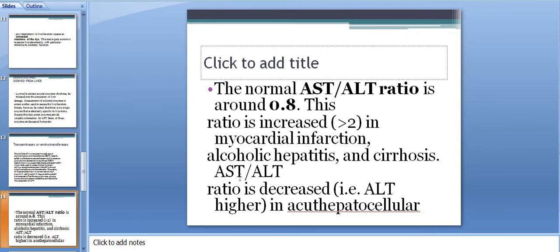The aspartate transaminase to alanine transaminase ratio is decreased, that is, alanine transaminase is higher in acute hepatocellular damage.